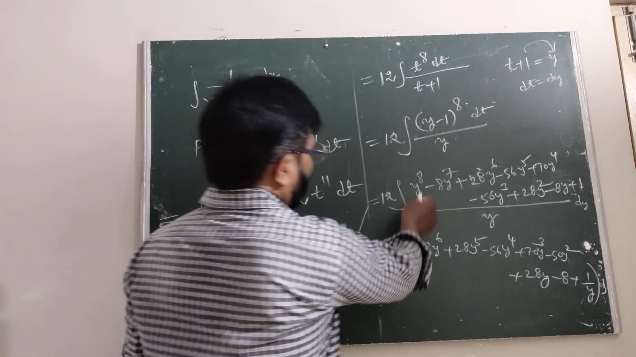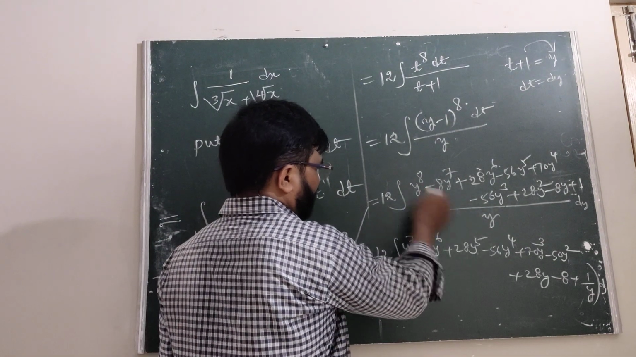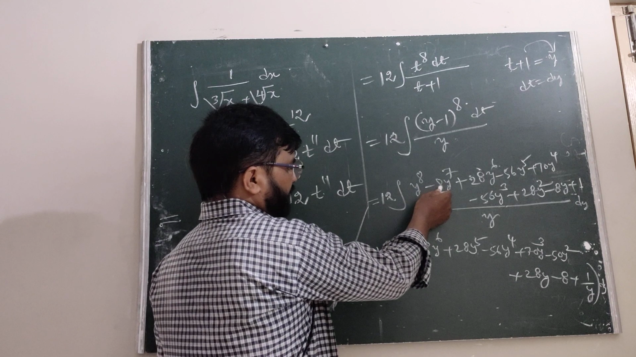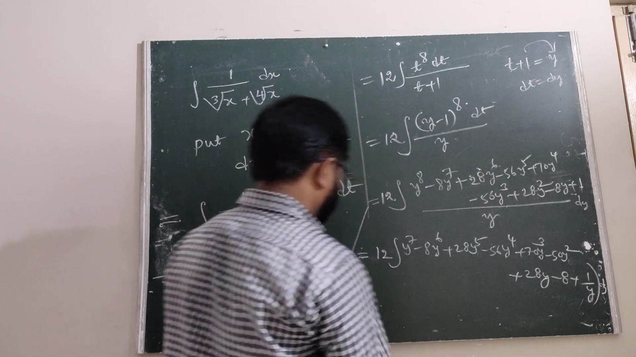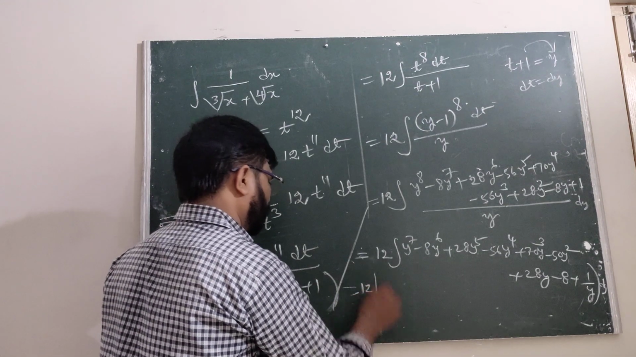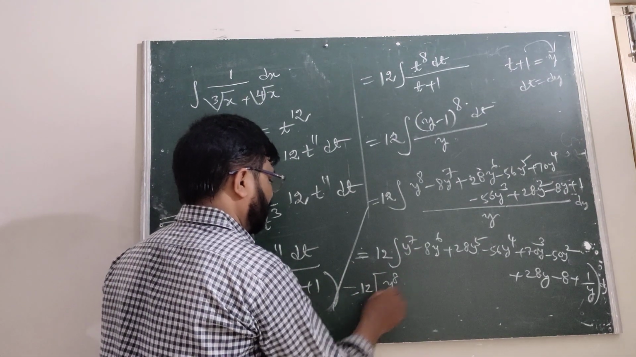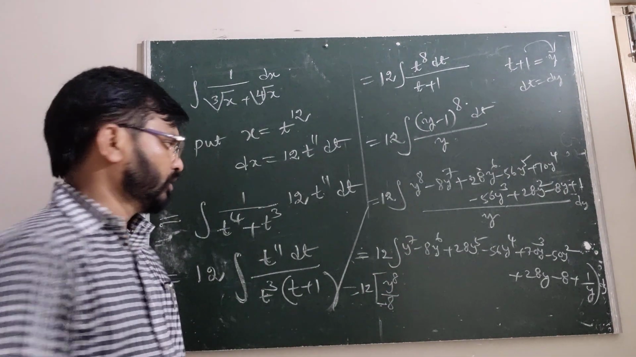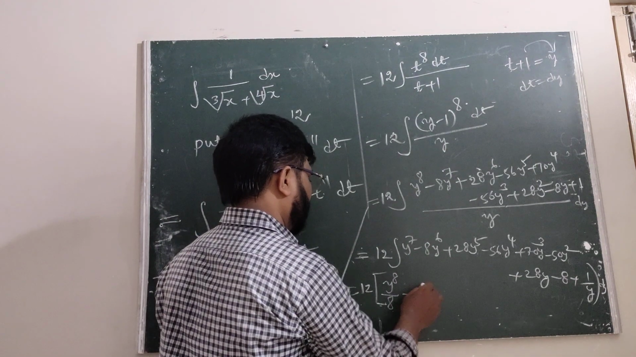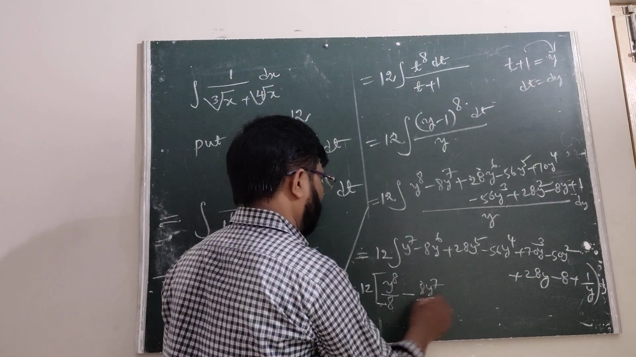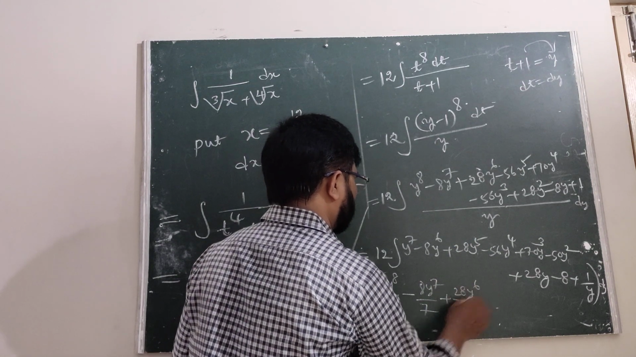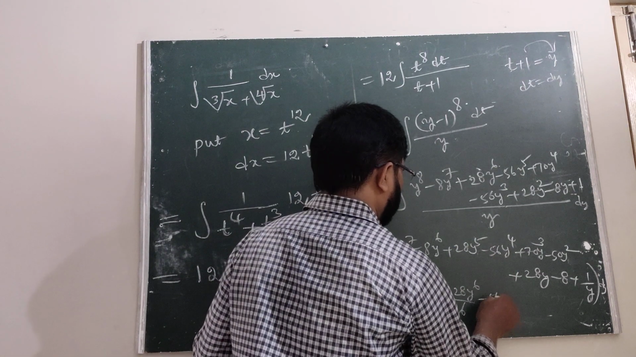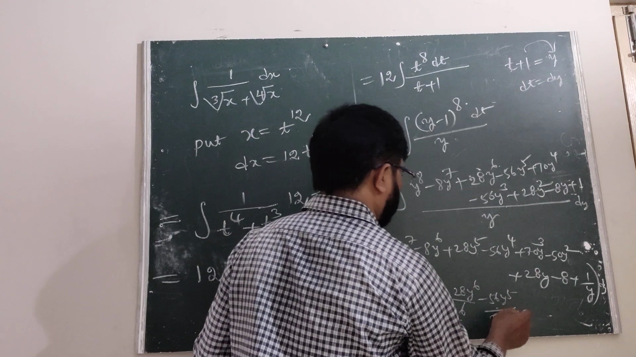Then you can write y power 8 by y power 8, y power 7 minus 8 into y power 7 by y power 6, similarly like this. Now we can write the integral. The integral is y power 8 by 8, after that minus 8 y power 7 by 7. Now this is 28 y power 6 by 6. This is minus 56 y power 5 by 5.